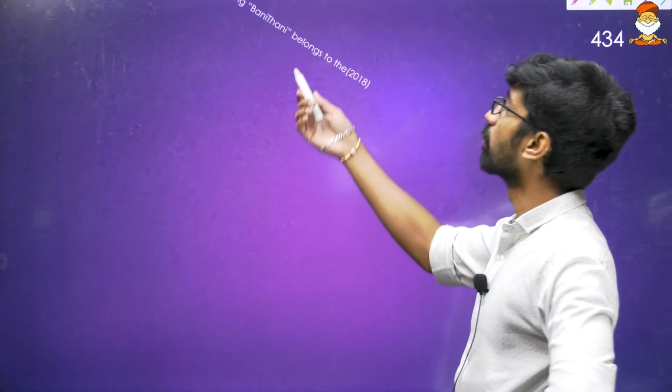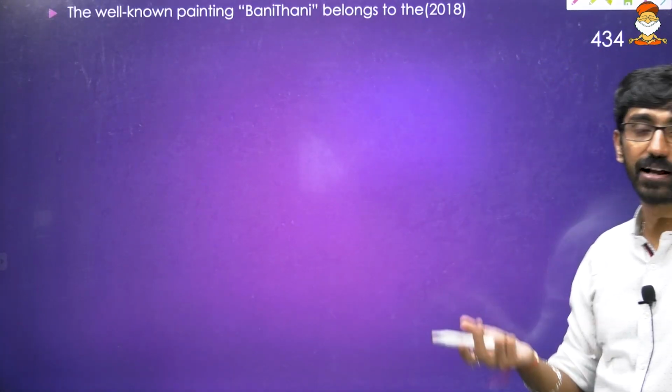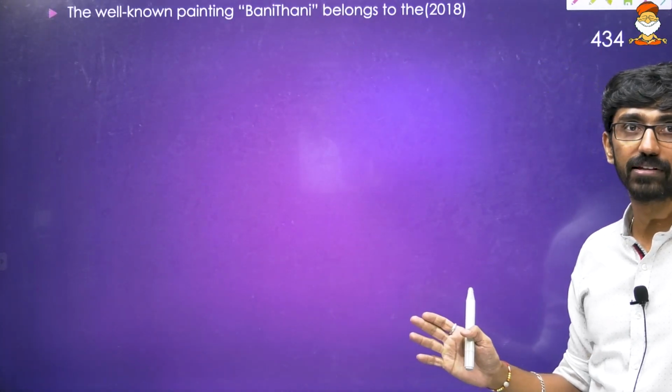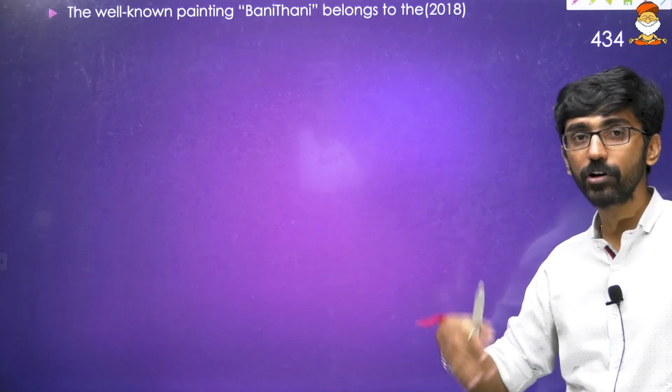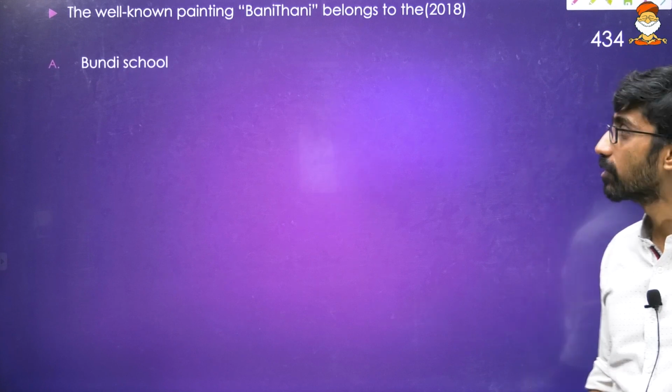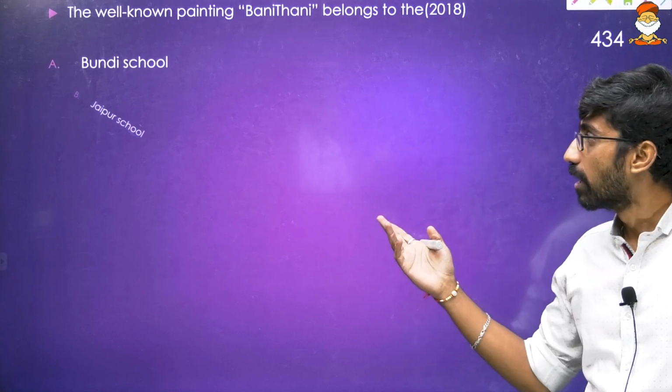And again, come to one more theme, Banitani, that is painting. Again, this is also Kalamkari painting we discussed. Then again Banitani painting, this is from 2018. So it belongs to which of the following schools? Banitani belongs to which of the following schools? That is Bandi school or Jaipur school.